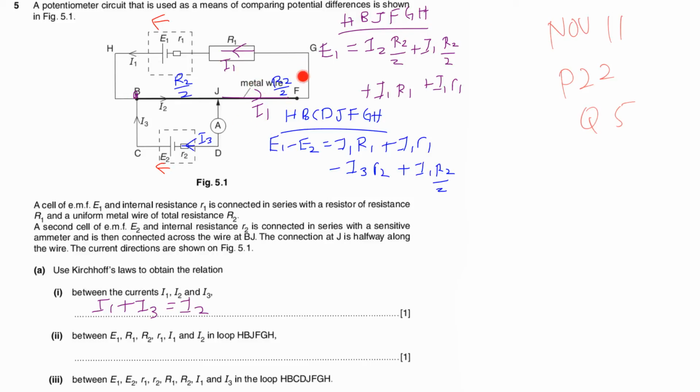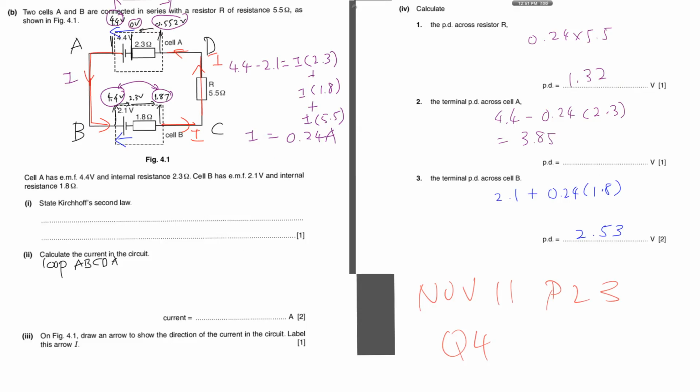I1 times R2 over 2. Okay, that's how you use Kirchoff's second law. Now for this question, you have actually two cells, but do you notice that this 4.4 volts and 2.1 volts, which is bigger? Catherine, which is bigger? So how will current flow, from 4.4 to 2.1 or 2.1 to 4.4? 4.4 to 2.1, correct, because it's charging. Understand that? It always flows from higher to lower EMF.